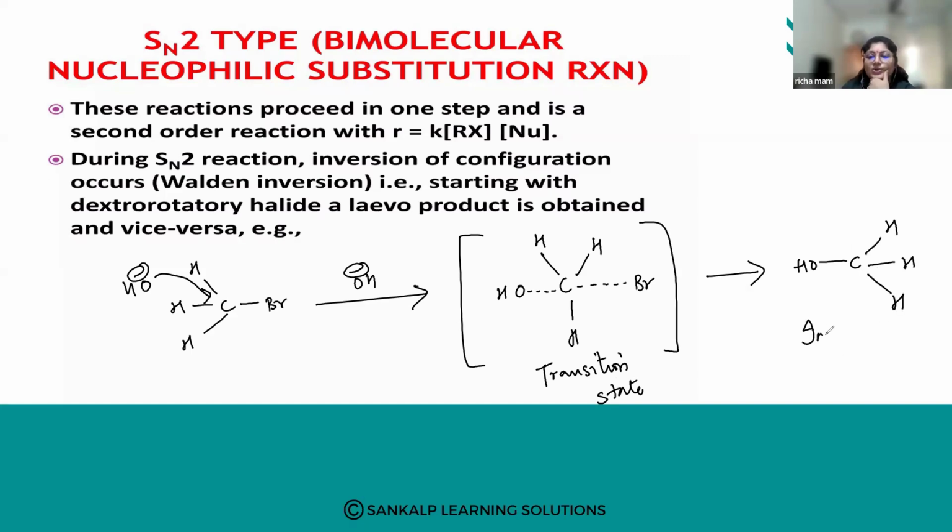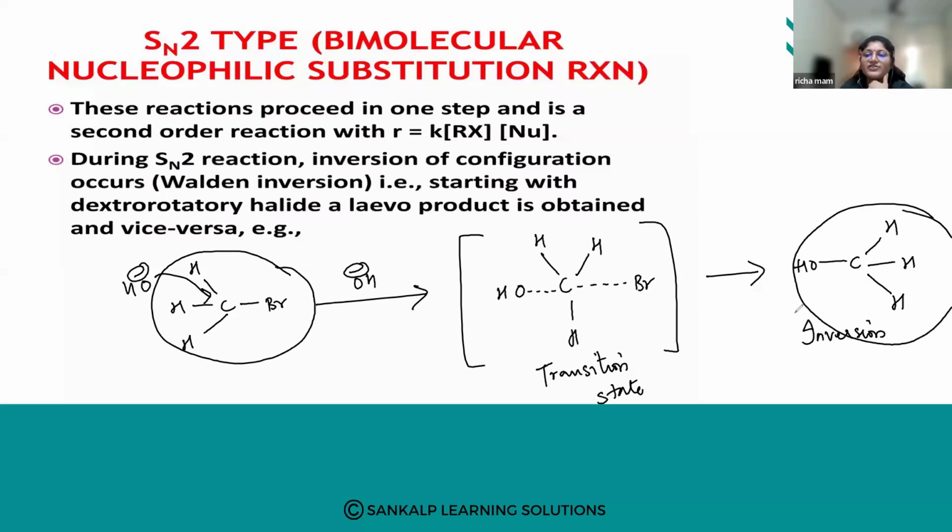So this is called Walden inversion. You can see, inverted means what? See how this is and how the product is formed, right? So it is ulta, it is the reverse of that. So this is called inversion.